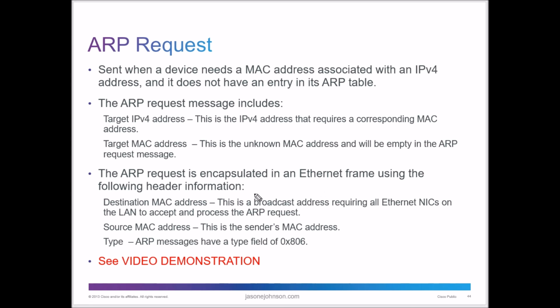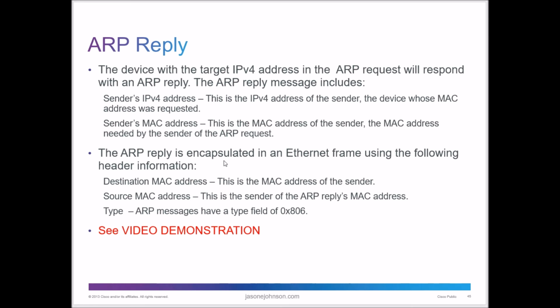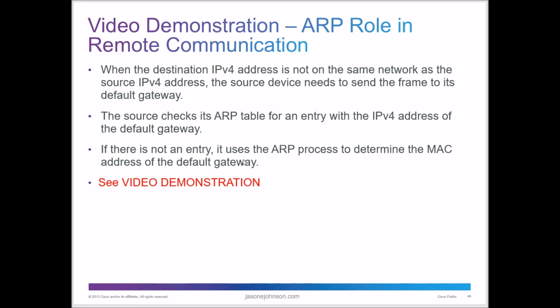If you're in the Netacad course, there's a video demonstration on these, so you can check those out in the Netacad course. The device with the target v4 address in the ARP request will respond with an ARP reply. The ARP reply message includes this information here. And then the ARP reply is encapsulated in an Ethernet frame using the following header information.